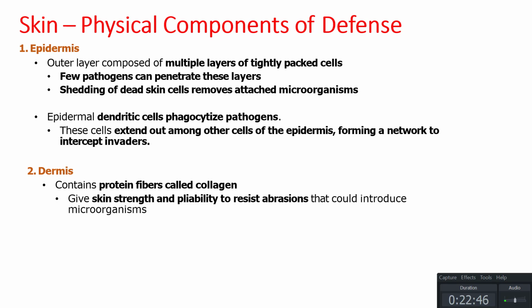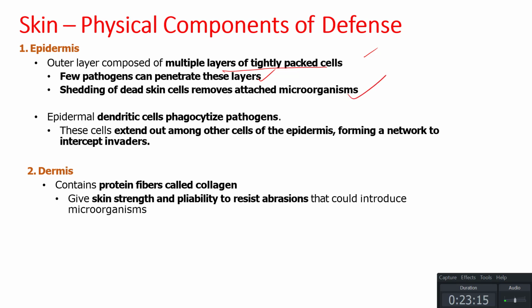So skin has the epidermis layer, which is the outer layer composed of multiple layers of tightly packed cells. Few pathogens can penetrate these layers, and shedding of the dead skin will be there, because whenever one skin layer is formed, the other skin layer will be removed. That's why the flaky things come whenever skin is removed. So if any pathogen is there in the dead cells, it will be removed by the shedding of the dead skin cells.